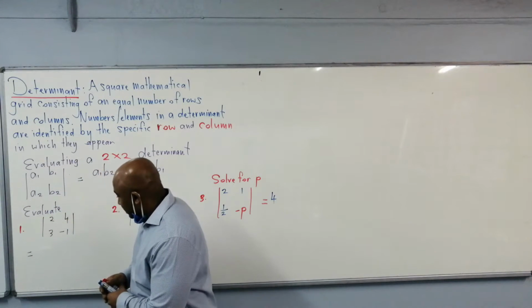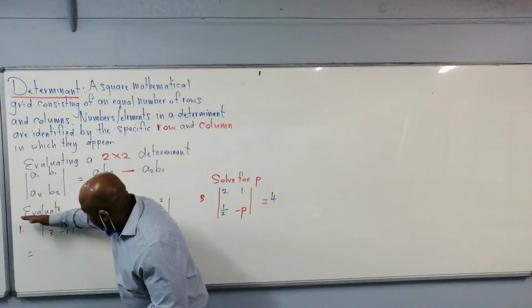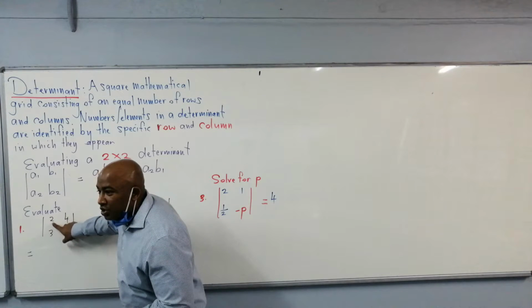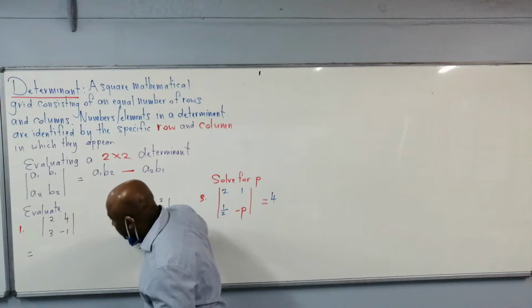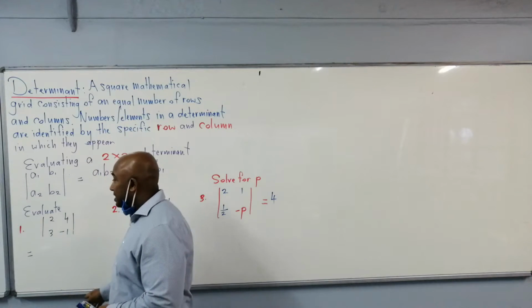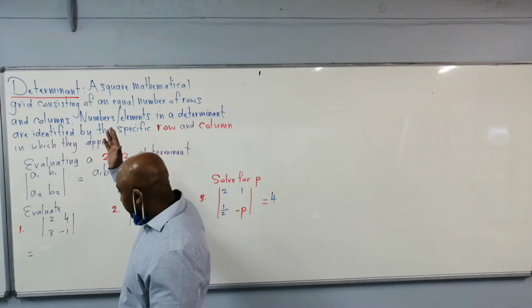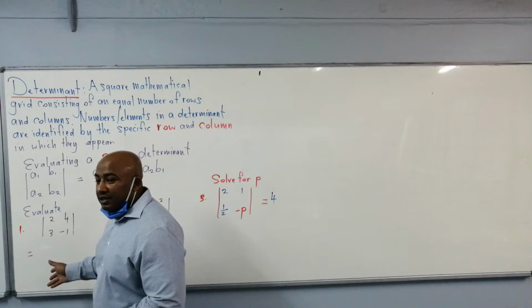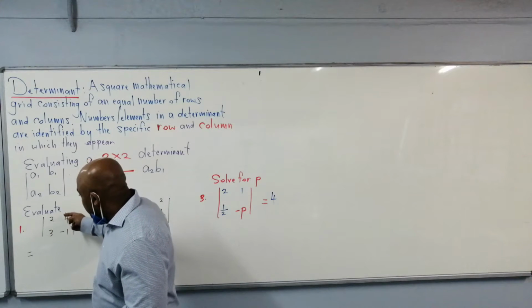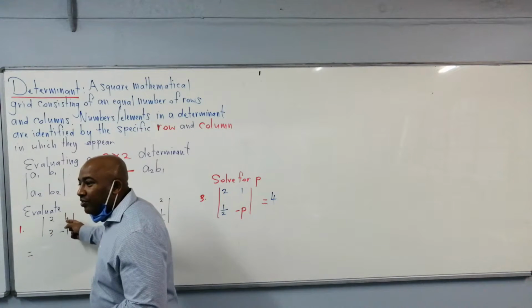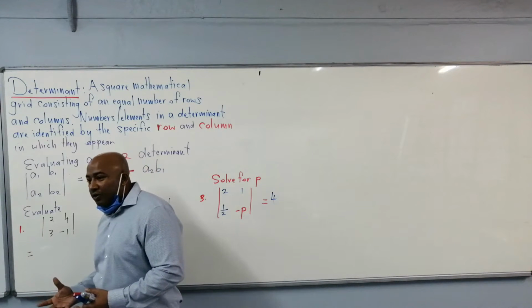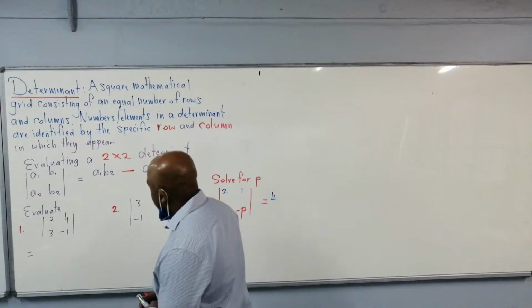So let's have a look at this determinant. Here's row 1. In row 1, you see the numbers 2 and 4. In row 2, you see the numbers 3 and negative 1. Now if you look at it from top down, it's column 1. The numbers in column 1 are 2 and 3. The numbers in column 2 are 4 and negative 1. Alright, so rows and columns.